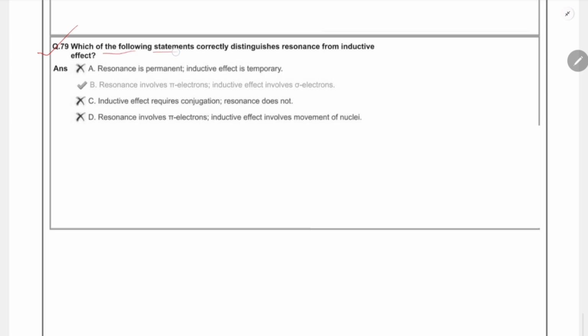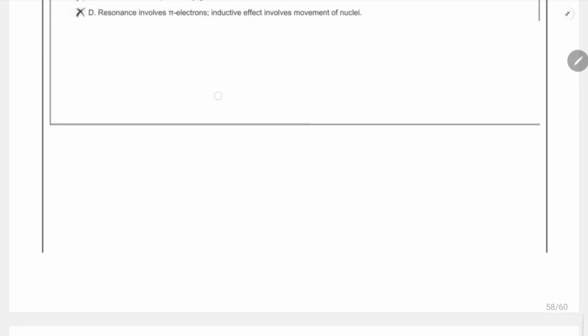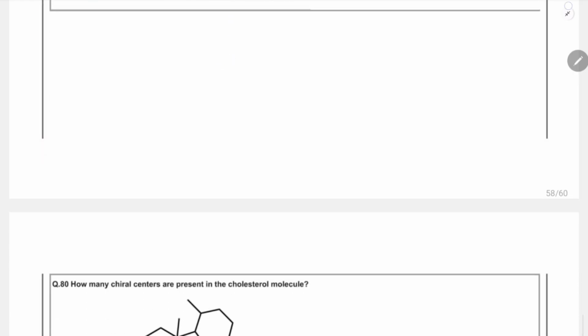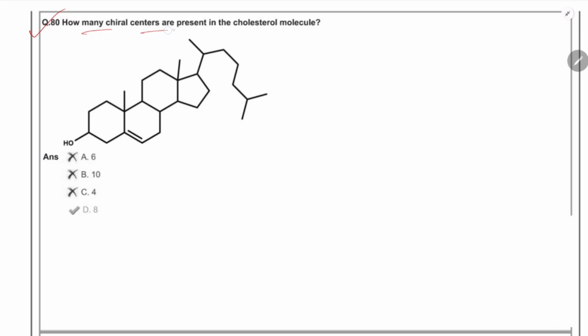Question number 79: which of the following statements correctly distinguishes resonance from the inductive effect? Resonance is permanent? No. Inductive temporary? No. Resonance involves pi electrons, inductive effect involves sigma electrons. That is true. Question number 80: how many chiral centers are present in the cholesterol molecule? Let's see. This is a chiral center. Let's mark it. This is a chiral center, and this is a chiral center. 1, 2, 3, 4, then 5, then 6, 7, 8. Total 8 chiral centers are present.